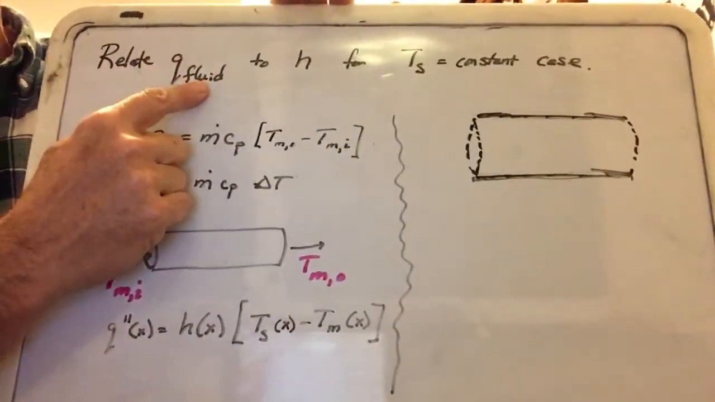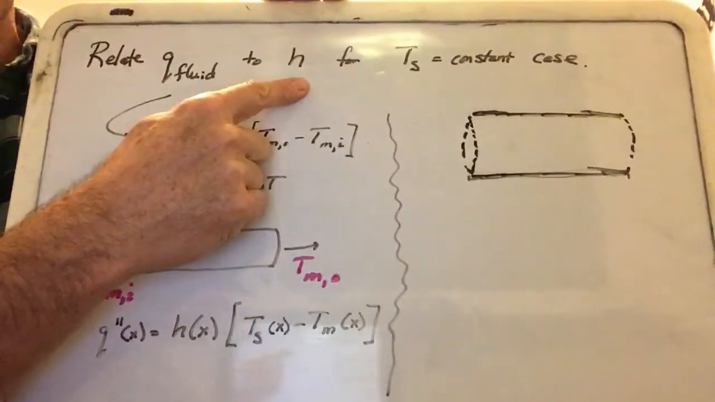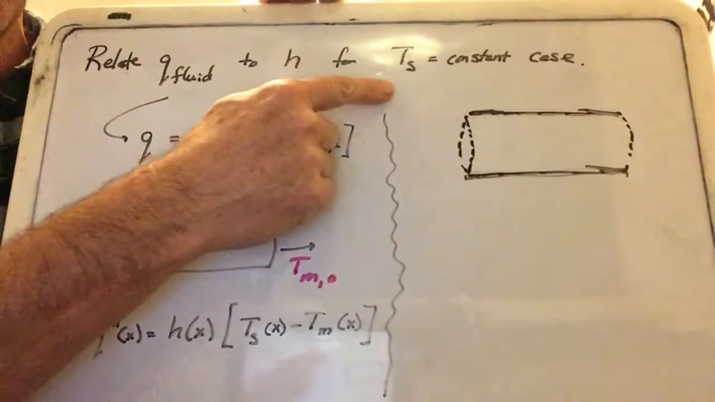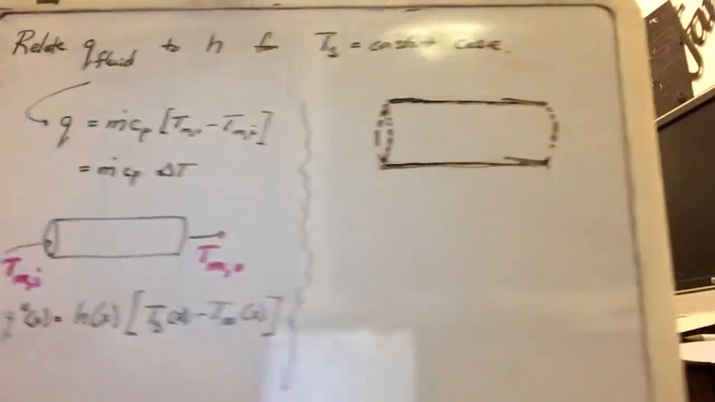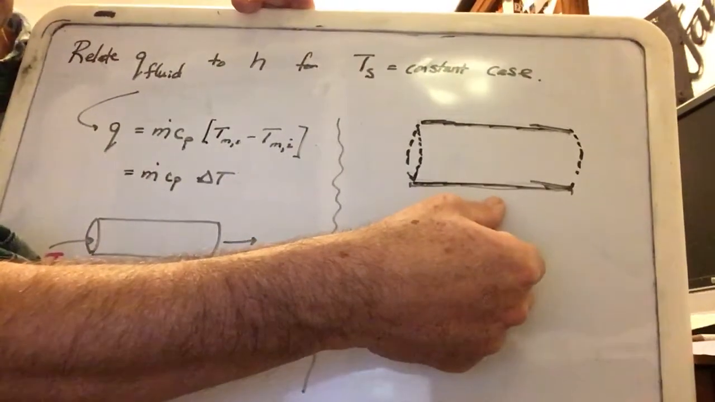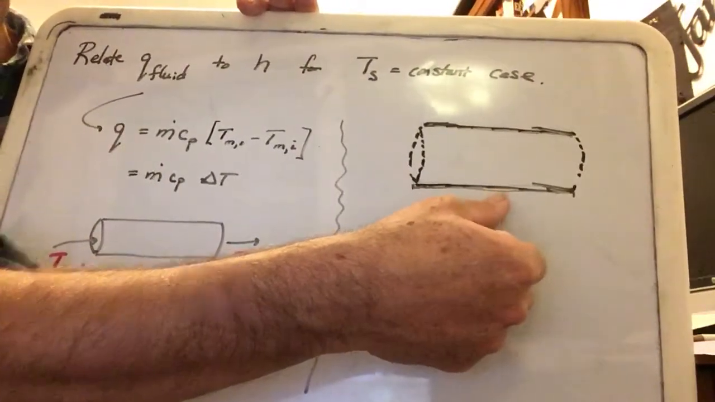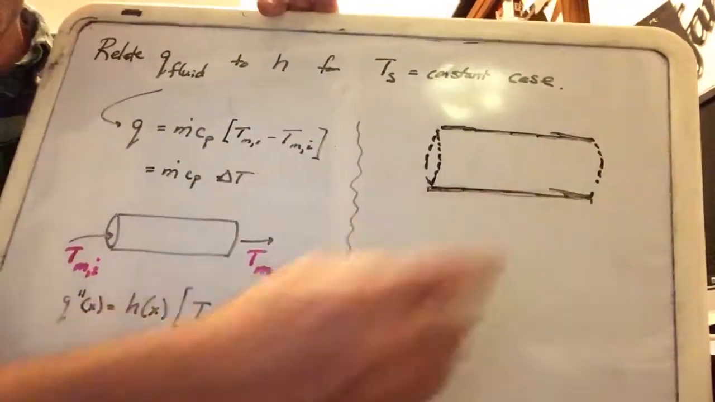Okay, so this last relationship, the goal that we're after, is we want to relate the heat transfer to a fluid that goes through a pipe or a duct to the convective heat transfer coefficient, for the particular case where the surface temperature is constant. So pipe surface temperature is constant. If this drawing here represents a pipe, that would mean the interior surface of the pipe at all points is equal to the same temperature as you move down that pipe.